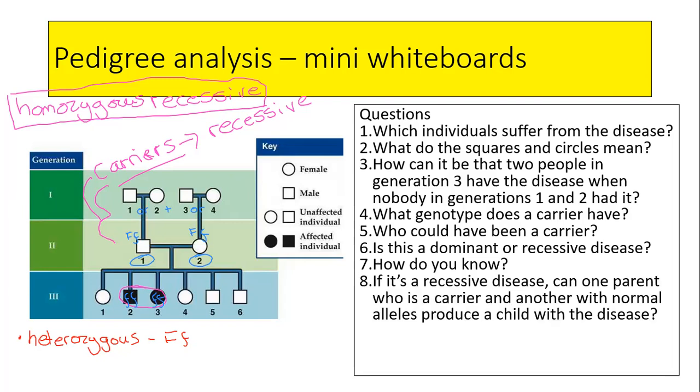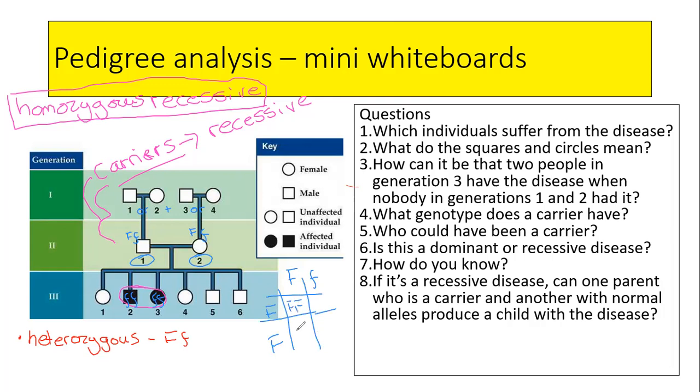So if it is a recessive disease, can one parent who is a carrier and another with normal alleles produce a child with the disease? Okay, so you can even just draw one out quickly to work that out. So let's say we've got a parent who is a carrier and a parent with normal alleles. Can they have a child who has the disease?